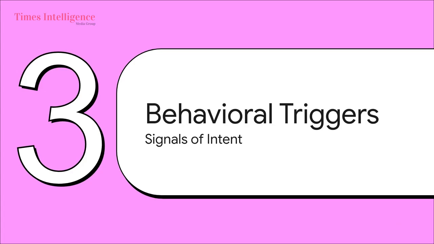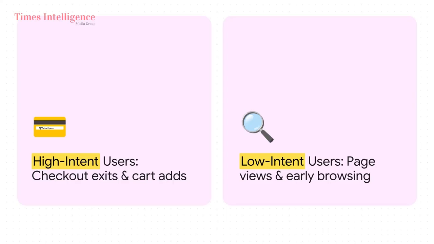All right, let's get into the mechanics in Section 3, decoding behavioral triggers. Look, not all abandoned sessions are created equal. You've got your high-intent users. These are the folks who generated checkout page exits or added items to their cart without buying. Now, contrast them with low-intent users. Their actions are mostly just limited to product page views or early top-of-funnel browsing. You simply cannot treat these two audiences the same way. The tracking system actually relies on these specific signals to dynamically segment your users, meaning a highly tailored approach is an absolute must if you want the campaign to work.